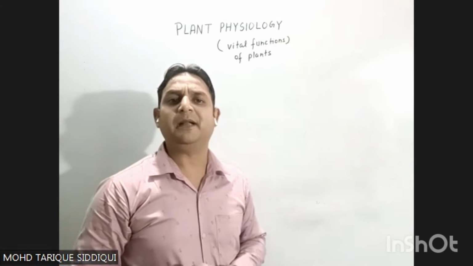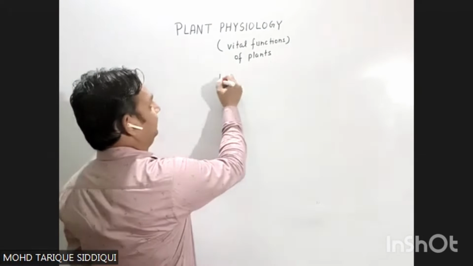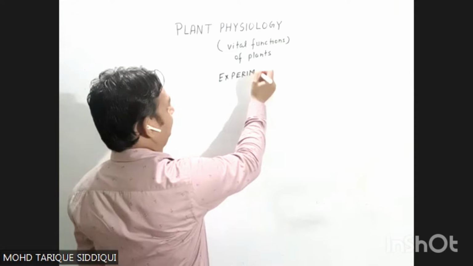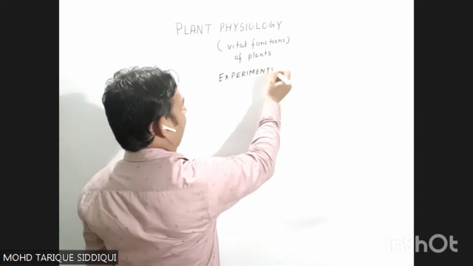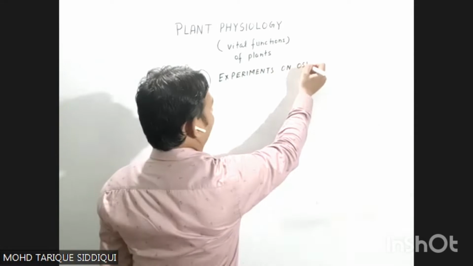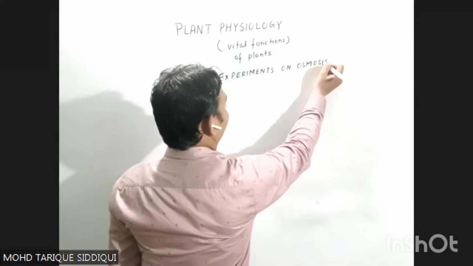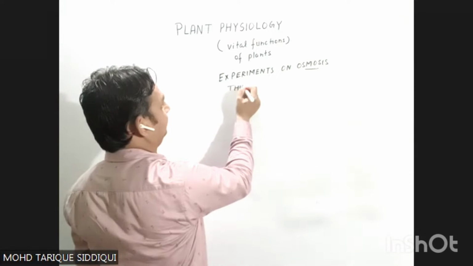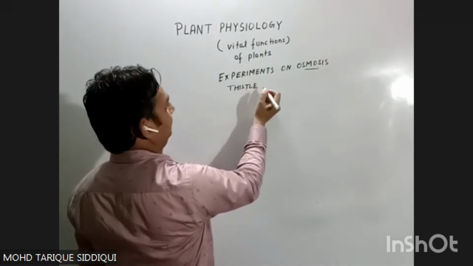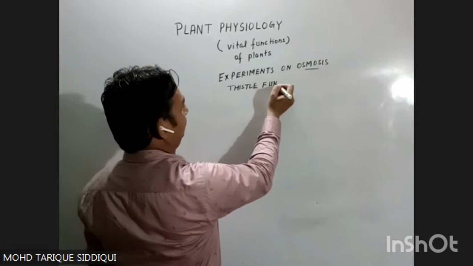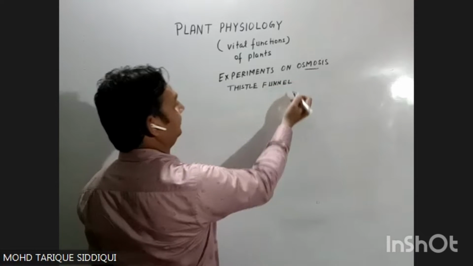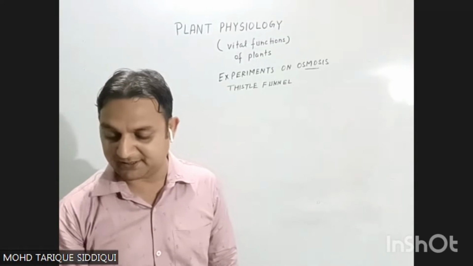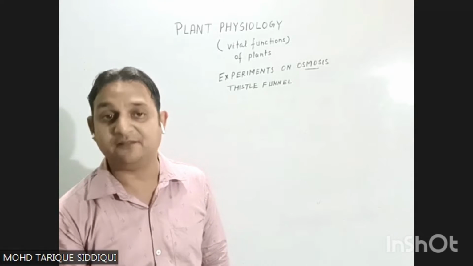Now, the first experiments on osmosis. We have the next experiments on osmosis. And the first experiment we have is the Thistle funnel experiment. That is the first experiment, Thistle funnel experiment.